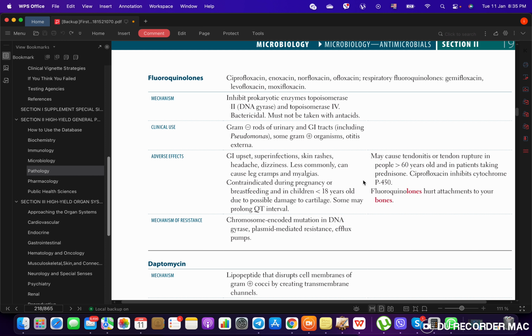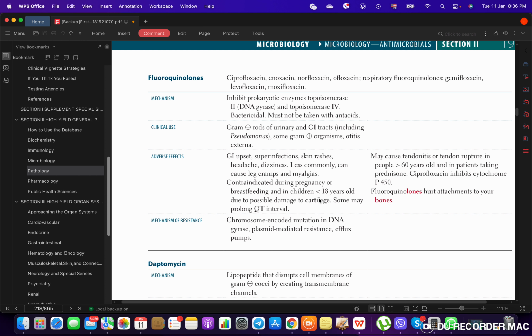Contraindicated during pregnancy or breastfeeding, and in children less than 18 years old, because it leads to damage to the cartilage. Which other medication we spoke about today, I mean an antibiotic, also led to a problem in children and the pregnant lady? Doxycycline. But doxycycline or tetracycline was leading to bone problems. Fluoroquinolones lead to cartilage problems, okay?